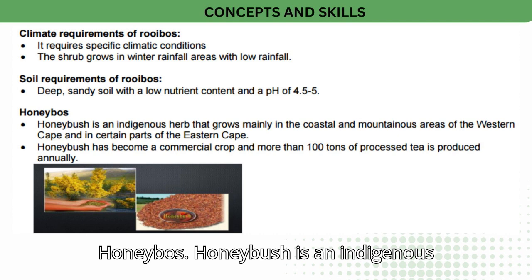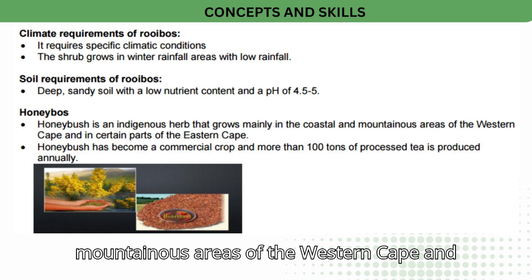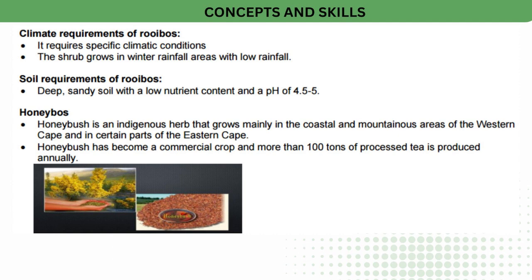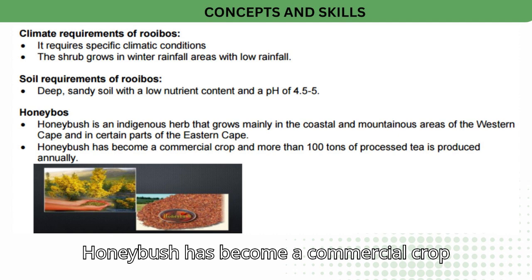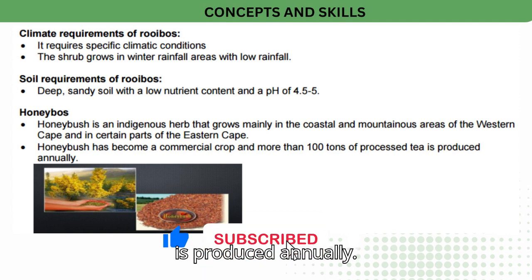Honeybush. Honeybush is an indigenous herb that grows mainly in the coastal and mountainous areas of the Western Cape and in certain parts of the Eastern Cape. Honeybush has become a commercial crop and more than 100 tons of processed tea is produced annually.